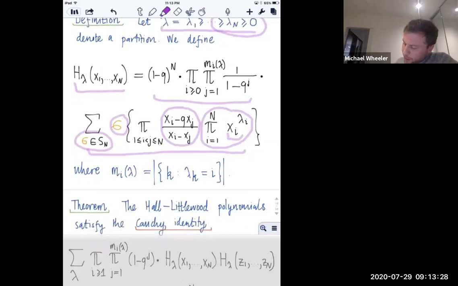And here in the normalization, I'm using this notation, which is more or less standard. This m_i of lambda is just counting the part multiplicities of the partition. So in particular, it's the number of k's such that lambda_k is equal to i. Take the cardinality of that set, and that is going to be the part multiplicities of the partition.